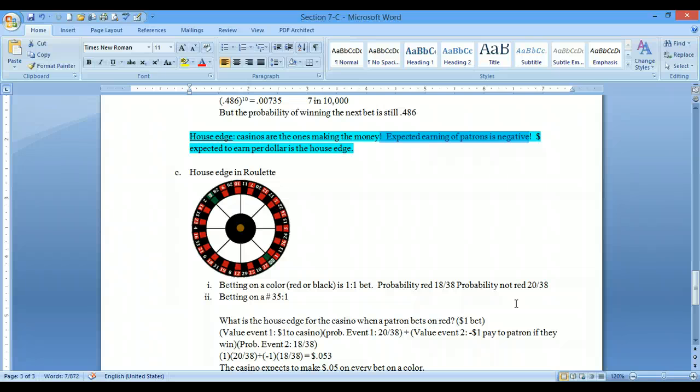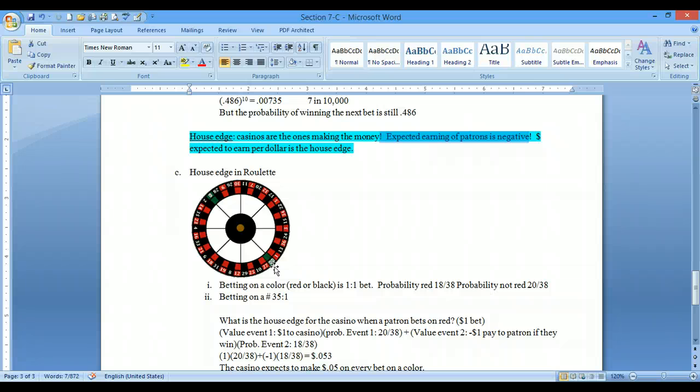Now let's move on to what's called the house edge in roulette. And we're going to do just roulette because it's really nice and simple. We have all of the numbers, and I liked this picture a little better than the first one because it shows you the green 0 and the double 0. That's the house edge. Those two little numbers is all it really takes.